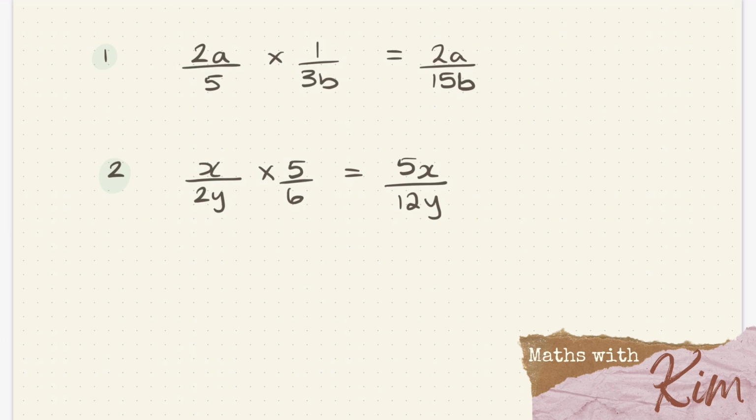With these questions, you want to double check to see if there is anything that you can simplify a little bit further, whether it's simplifying the numbers or even the letters. So 15 and 12, they're not in the same times tables. X and y are different, so that is our final answer.